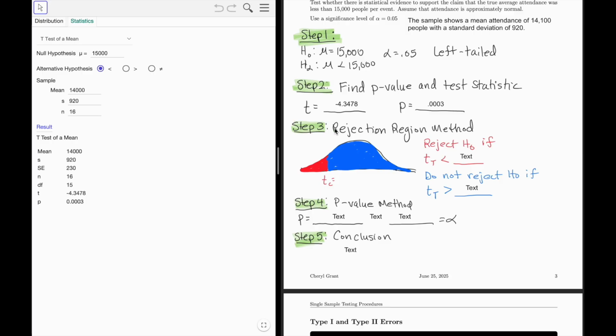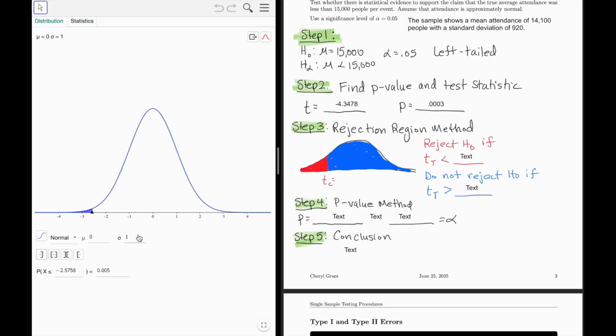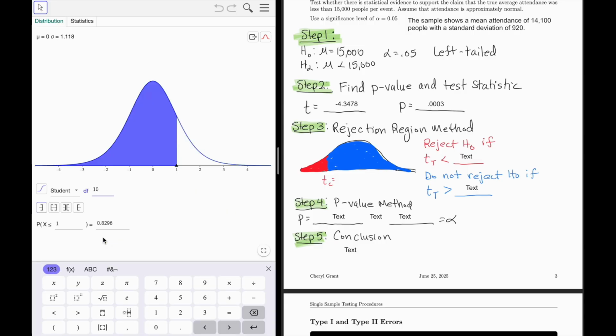Okay, now for step 3, we're going to make a decision using the rejection region method. So we need to find our critical value. So we're going to go back to the distribution tab. We're no longer using the normal distribution. For this, we're doing a t-test, so we're using the student t-distribution. So I'm going to choose student. Our degrees of freedom is 1 less than the sample size. So since the sample size is 16, our degrees of freedom is going to be 15.